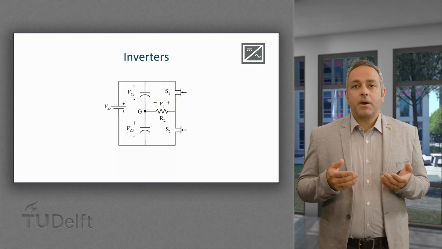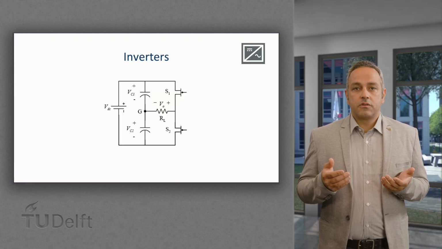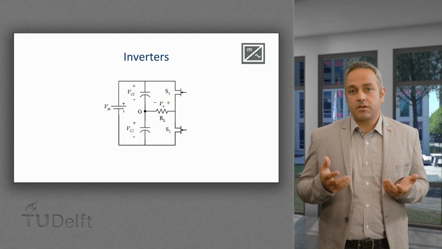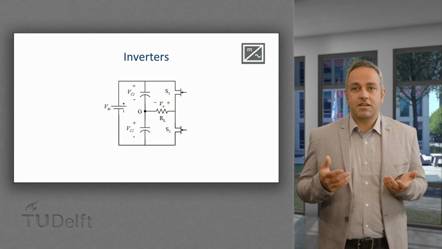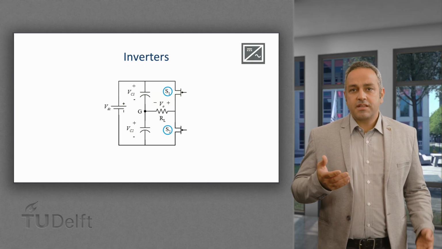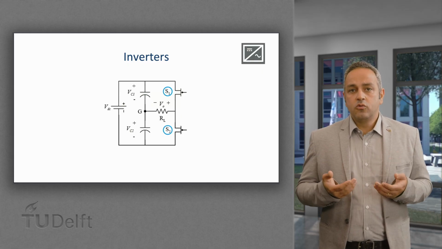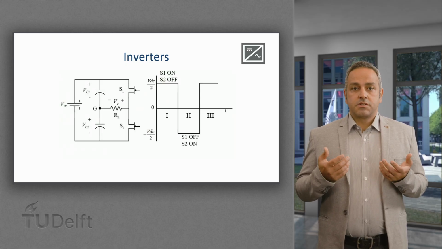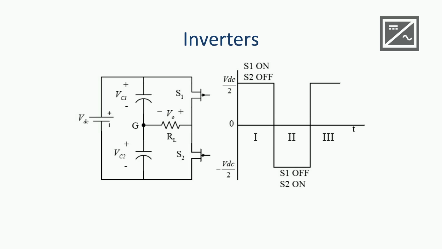alternating current. Power converters can contain uncontrollable semiconductor devices like the diode or controllable semiconductor devices like transistors and MOSFETs, which can be used as switches. Let's assume that S1 and S2 in the figure are controllable switches. Let's consider that the circuit shown has a constant DC voltage at the input.